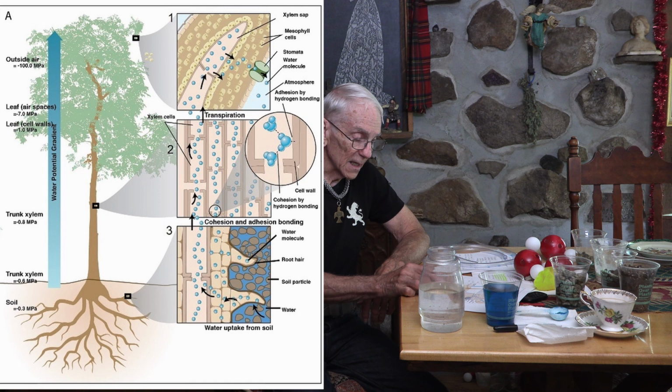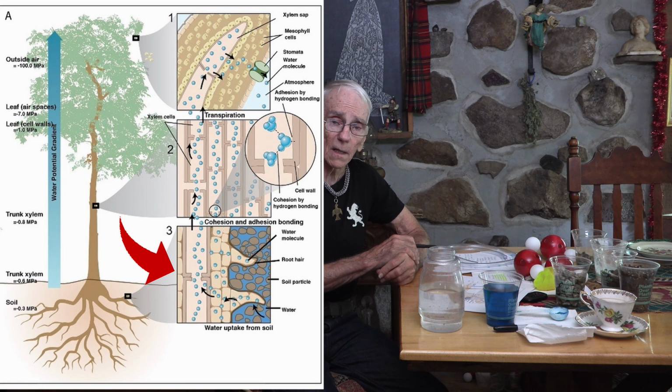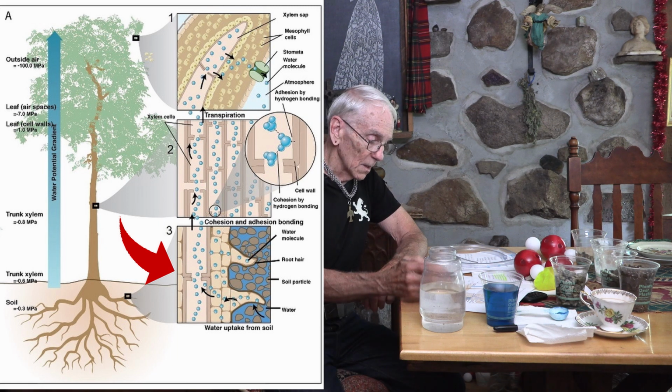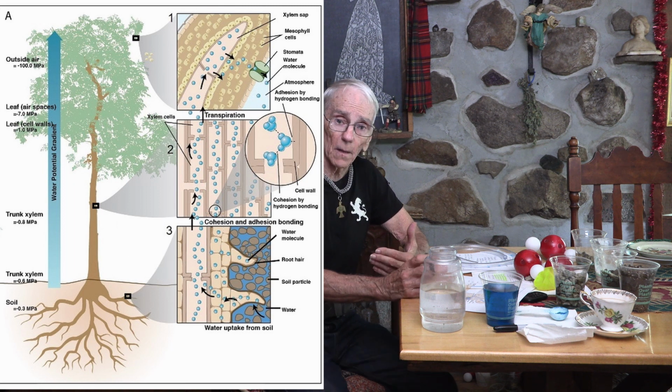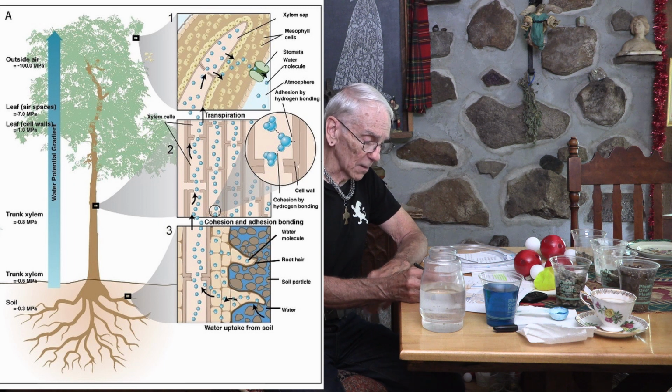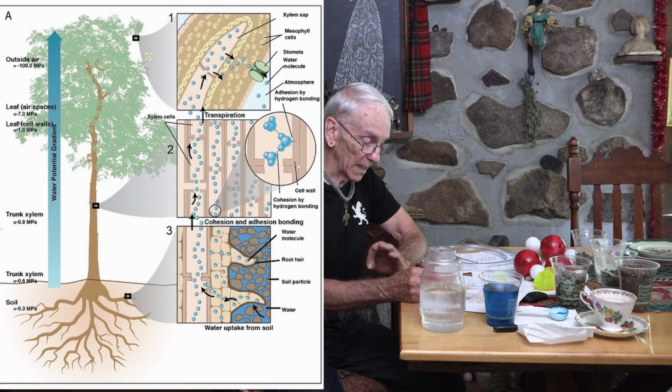If we look at the little diagram, the square on the right, number 3, that's basically a little illustration of what's going on. We can see the root here protruding out into the soil. We see the soil particles, and the blue around the soil particles being the water. And we can see water molecules moving into the root hairs.